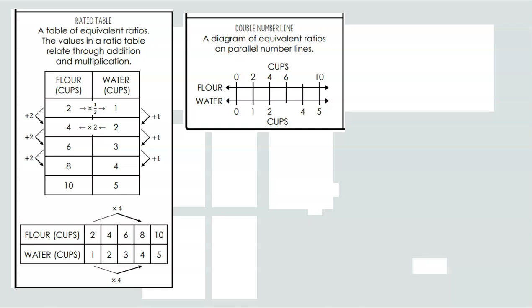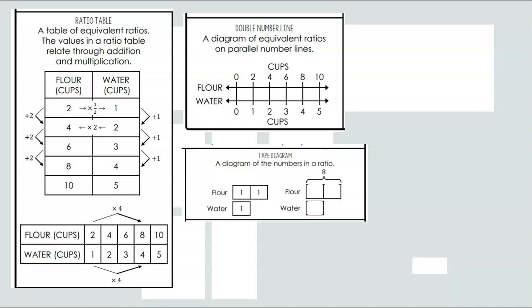Then we can use that unit rate to find all the other missing values. We know going from 2 to 6 is times 3, so 1 times 3 gives us that missing 3. We know that 1 times 4 gives us the 4 cups of water, so 2 times 4 gives us that missing value of 8.